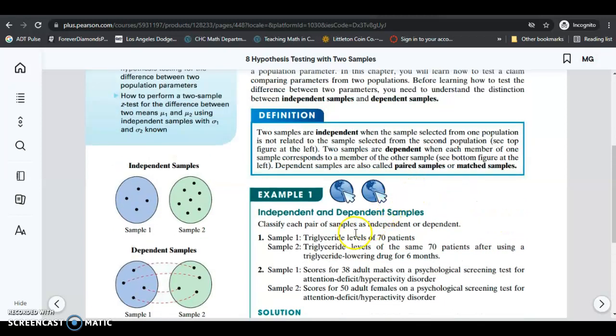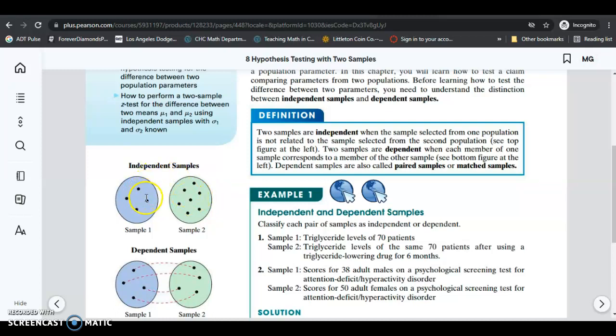It simply asks you to classify each pair of samples as either independent or dependent. So you would read the description, and based on the description, determine whether the samples are independent or dependent. Keep in mind that if the sample sizes are different, then the two samples cannot be dependent, because with dependent samples, the sizes of both samples must be the same. However, if you happen to have two independent samples that both contain the same number of individuals, that does not automatically make the two samples dependent.